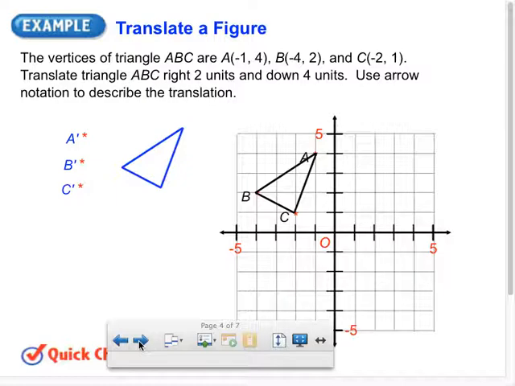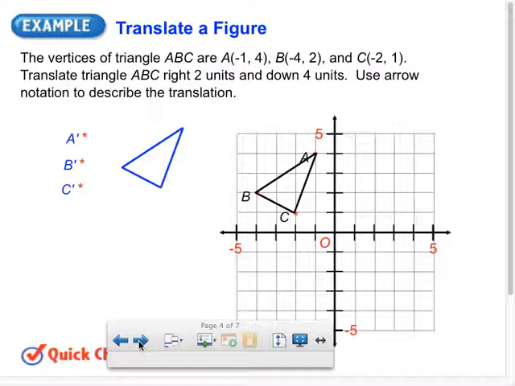So the vertices of the triangle A, B, C are A (-1, 4), B (-4, 2), and C (-2, 1). We're going to translate triangle ABC right 2 units and down 4 units. So we're going to use arrow notation to describe this.